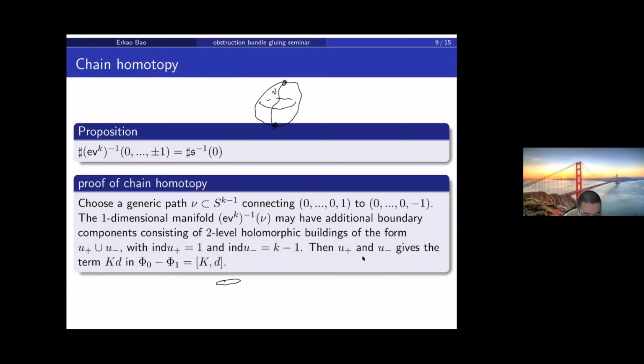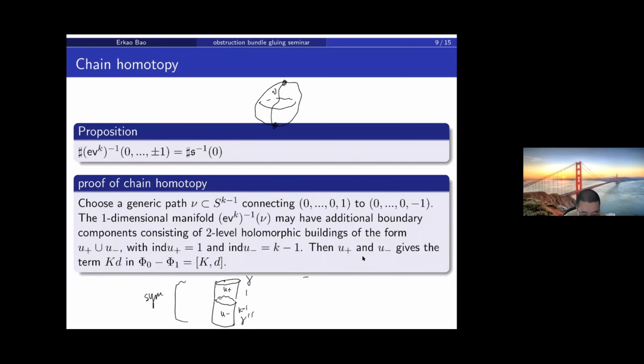One may wonder that there may be a holomorphic two-level building, like this: this is gamma double prime, and this is gamma, and in this picture you have a U plus and U minus, and so this whole thing is inside the symplectization, and this one has index 1 and this one has index k minus 1.